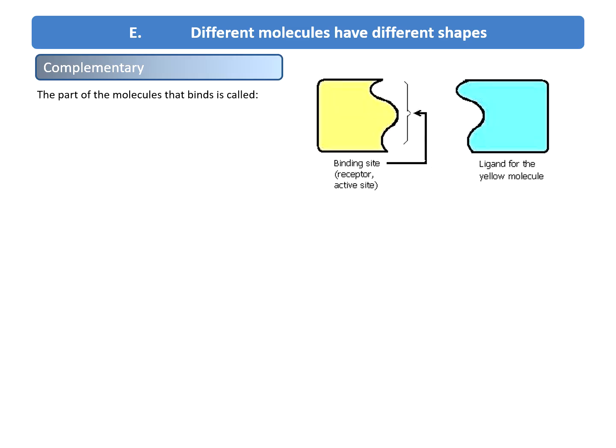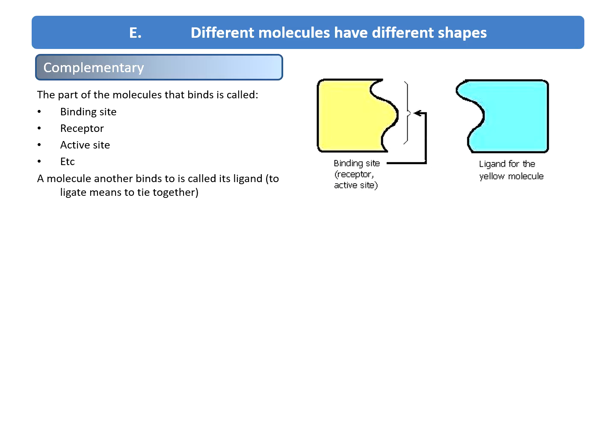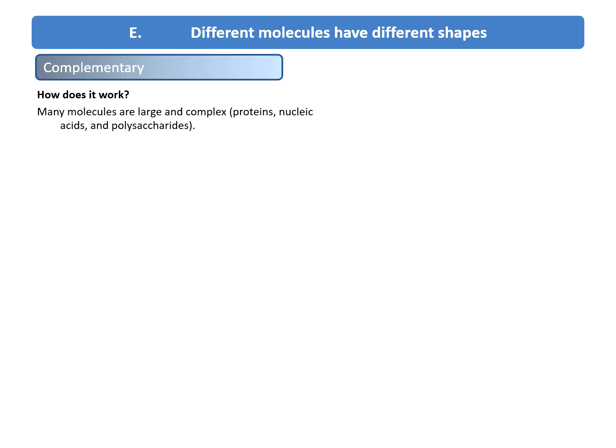Part of the molecule that binds is called the binding site, or receptor, or active site, and it has other terms as well. The molecule another one binds to is called its ligand. To ligate means to tie together. Many molecules are large and complex, such as proteins, nucleic acids, and polysaccharides.